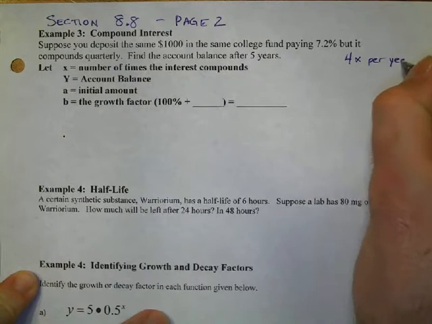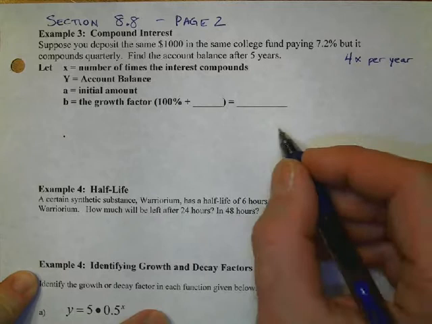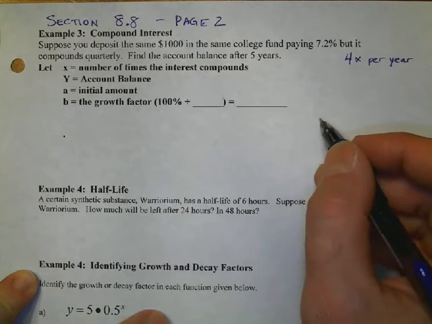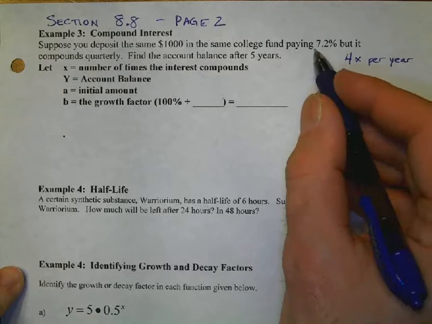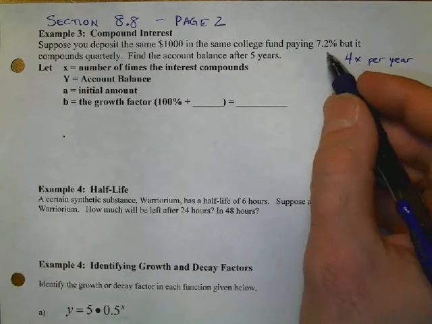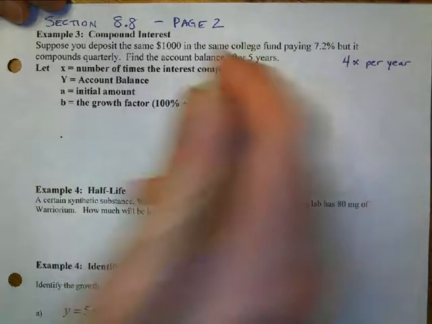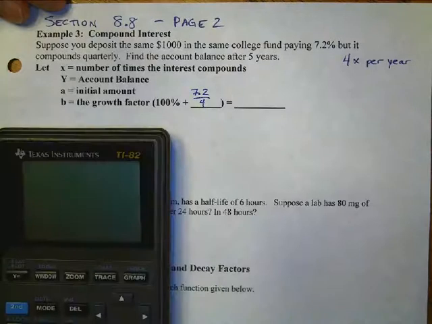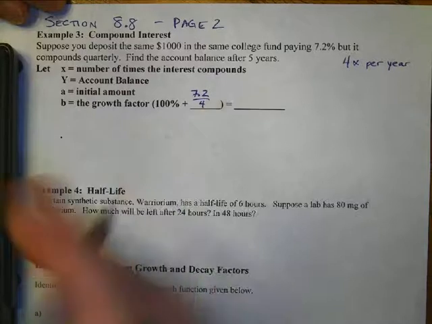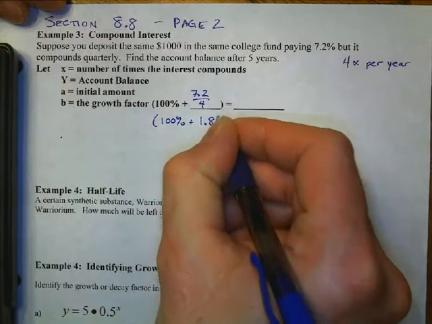Now that's going to influence what our percentage rate is, as well as the number of times that the interest compounds. One will be dividing by it and one will be multiplying by it. Now we have to say, if we have 7.2% annually, what is that on a quarterly basis? Well, let's take 7.2 and divide that by 4. So what we have is 7.2 divided by 4. So it's 1.8% compounded quarterly.